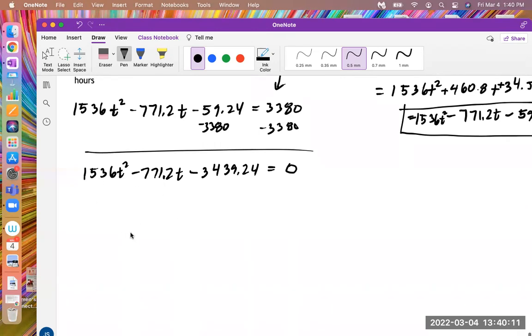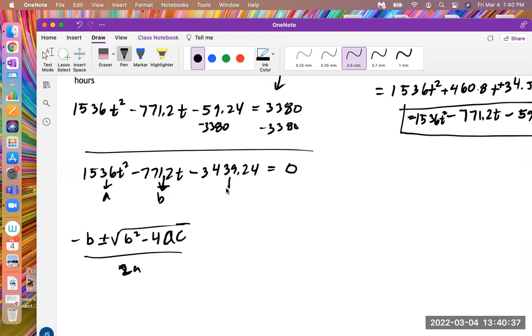So we're going to have to do negative b plus or minus the square root of b squared minus 4 times a times c all over 2a. So this is our a, that's our b, the negative, and this is our c. It's negative as well.